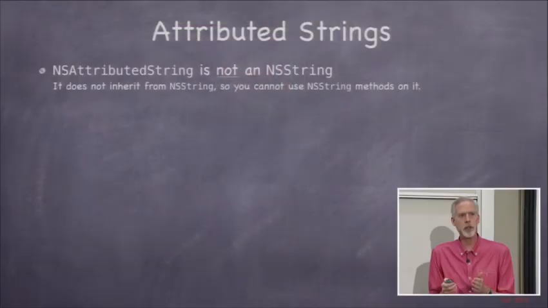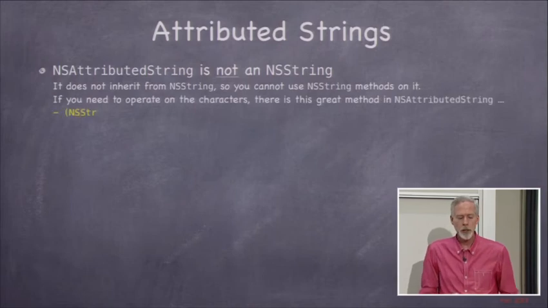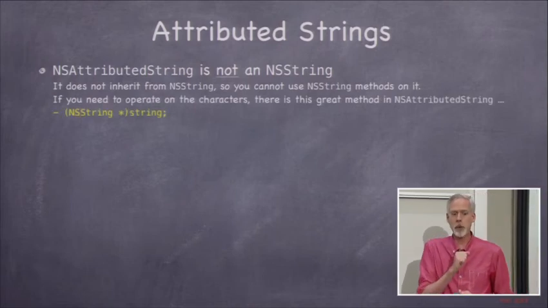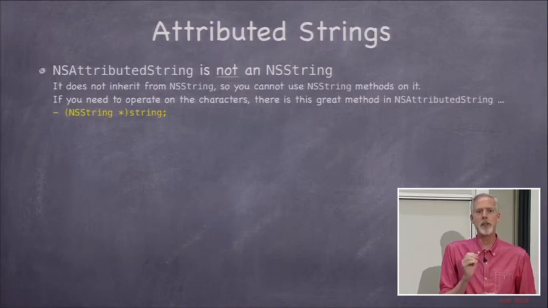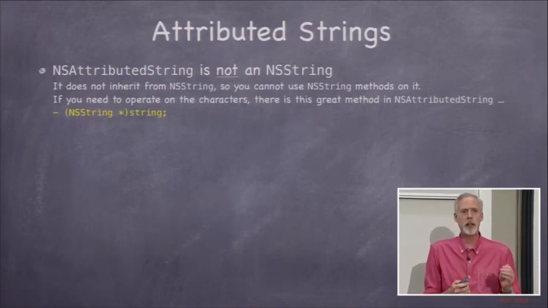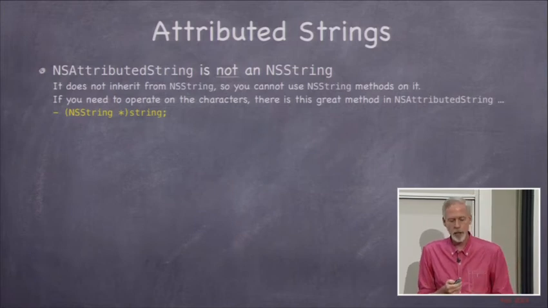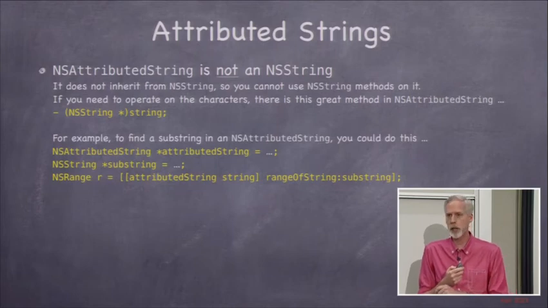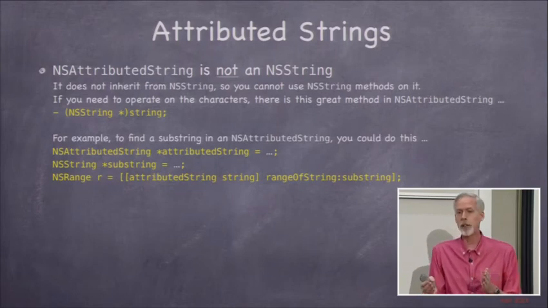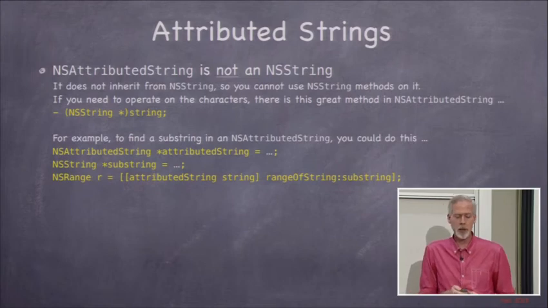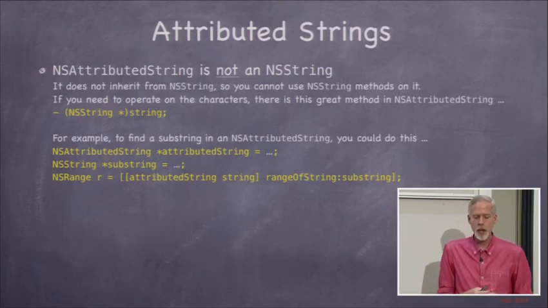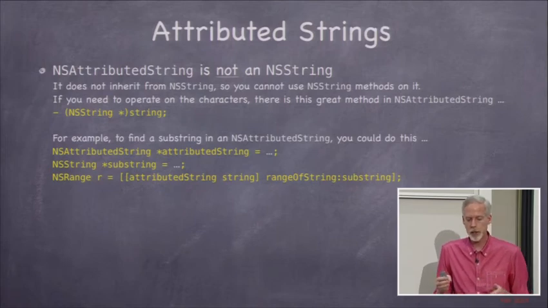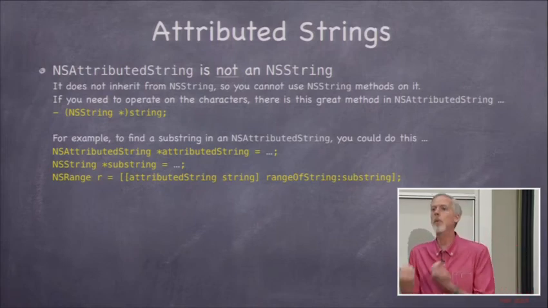So NSAttributedString is not a string, but we want to do string-like things. We want to search for other substrings and things like that that we do on a string. So there's a really important method in NSAttributedString called string. And this will return an NSString that you can then search in or do all the string things you want. For example, there's a method in NSString called rangeOfString, which returns an NSRange that tells you where a substring is in a string. So if we have an attributed string lying around, and we're looking for some substring, we just say attributedString.string rangeOfString, and we'll get the range back.